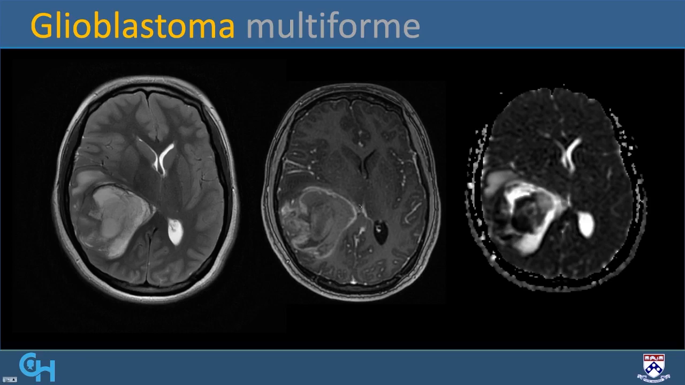They can have a varying degree of infiltration adjacent to the tumor and a varying degree of enhancement within. Just want to point out that the term glioblastoma multiforme has been dropped, and we just refer to this group of tumors as glioblastoma.